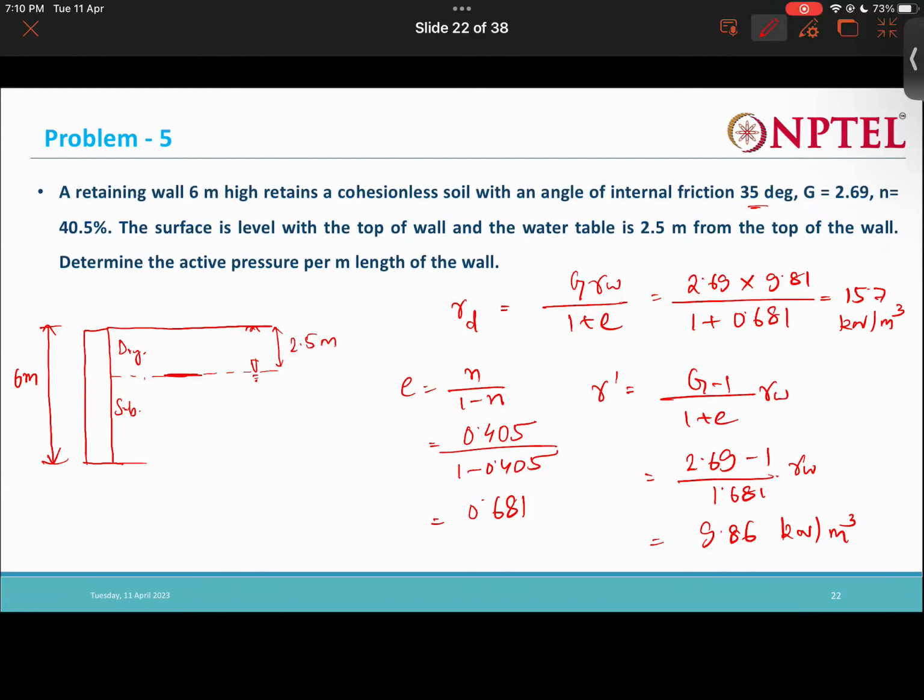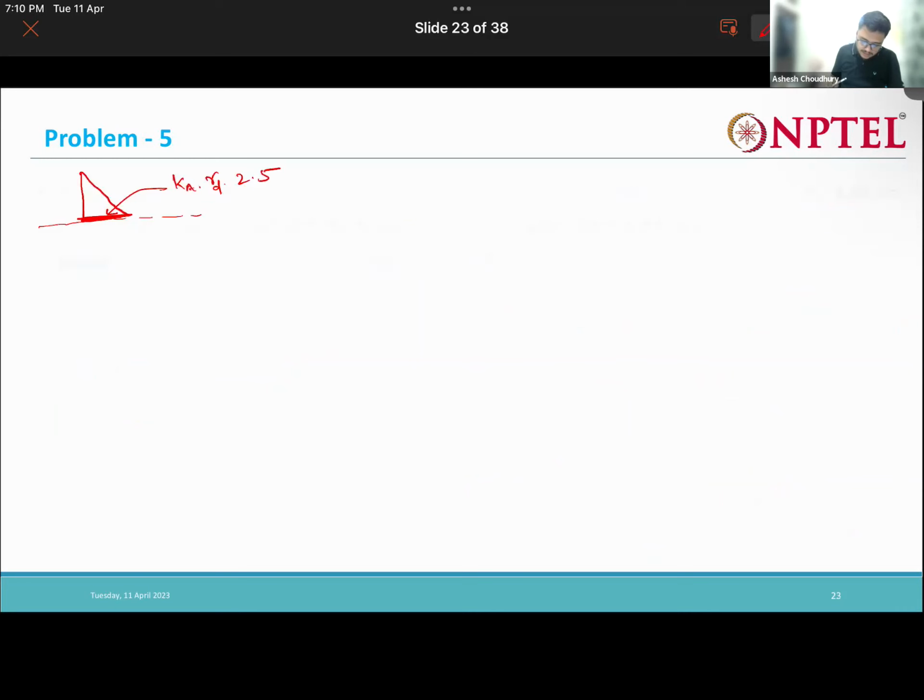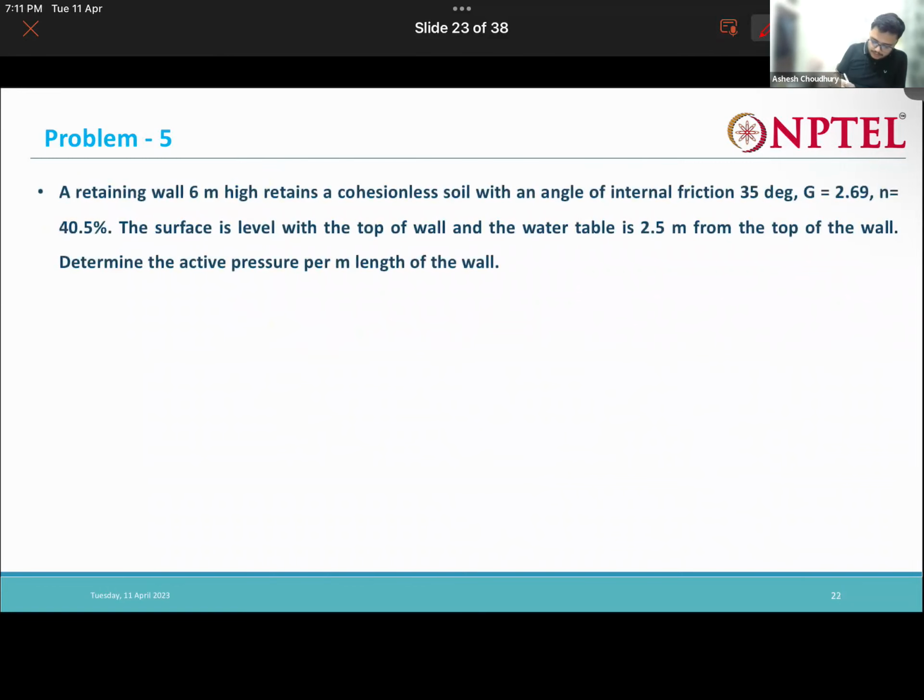Vertical is gamma d into 2.5, right? So this gamma d into 2.5 will be acting, we can write it like this. Due to this, gamma d into 2.5 will act like a surcharge. So this will be nothing but K into gamma d into 2.5 for this upper portion.